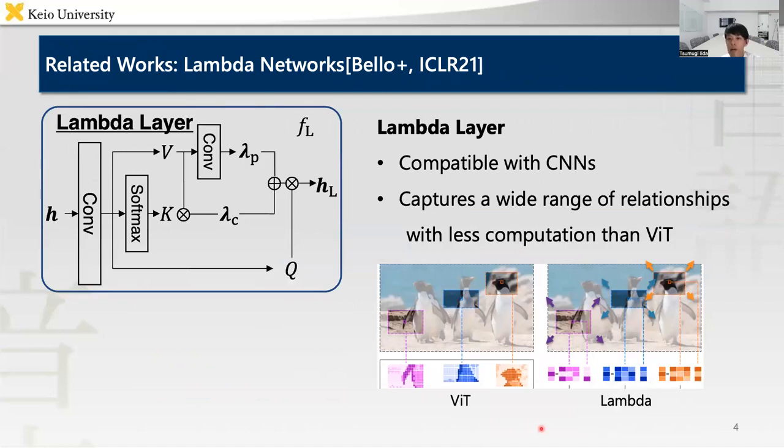Next, I will explain the Lambda networks. Lambda networks is an image-specific transformer proposed by Bello et al. It can capture a wide range of relationships with less computation than ViT. In the proposed method, we generate explanations for Lambda networks.